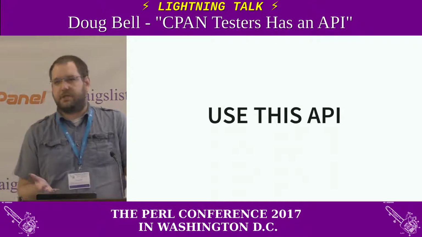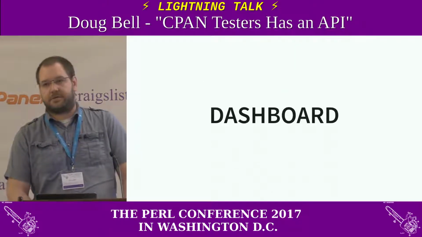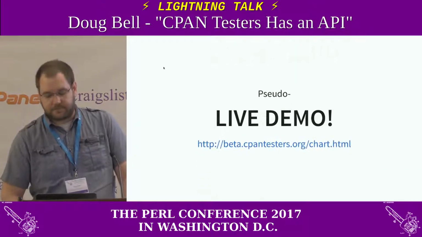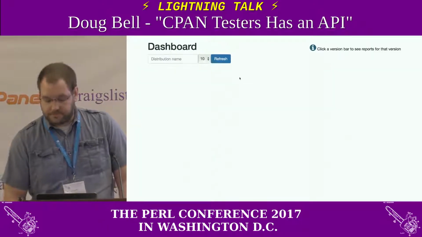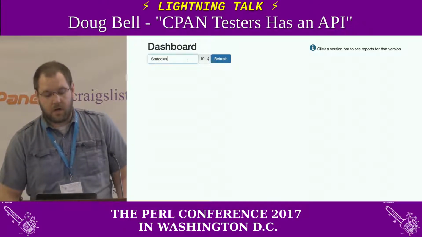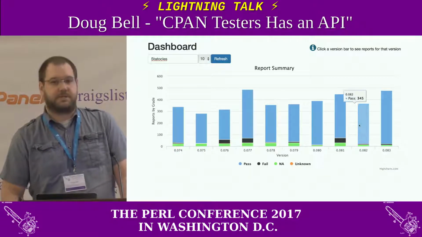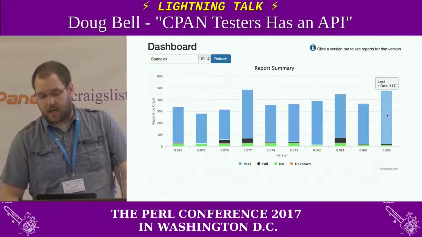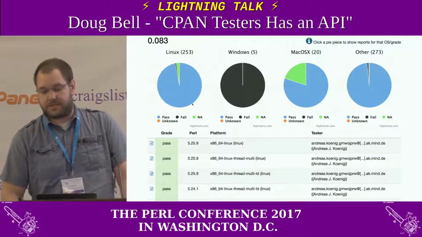So now I can actually use this API to create a fun little JavaScript dashboard, which, continuing the bad decisions of today, if I type in my distribution name, you can see here are all the test reports for the last 10 versions of Statocles. And if I click on one of them, I can see it broken out by operating system.